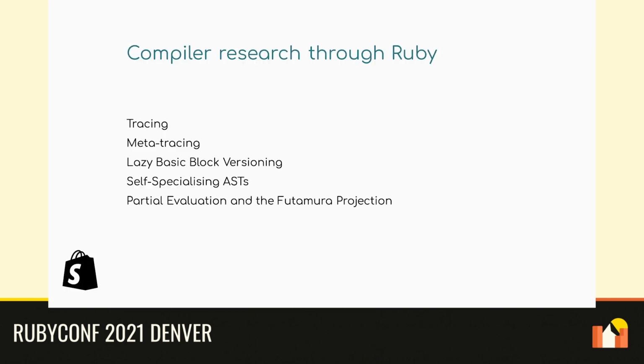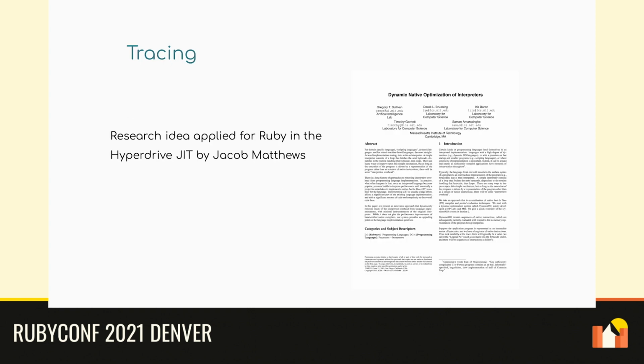Now, we said we could track compiler research through Ruby. So there's been some big ideas in compilation over the last couple of decades, such as tracing, meta tracing, lazy basic block versioning, self-specializing ASTs, and partial evaluation and the future mirror projection, which we'll go through.